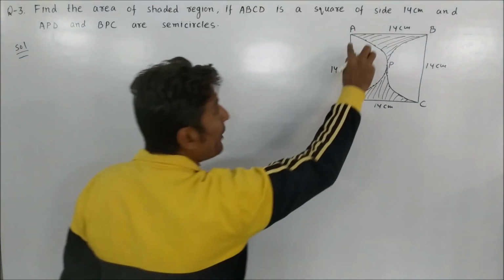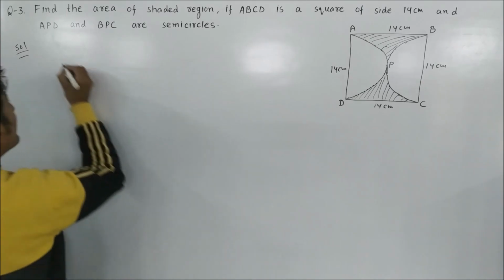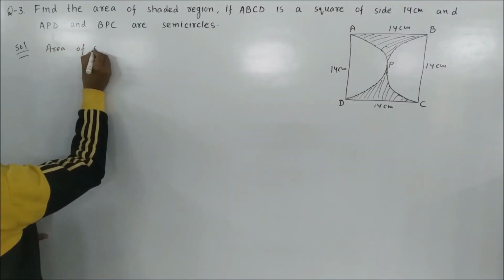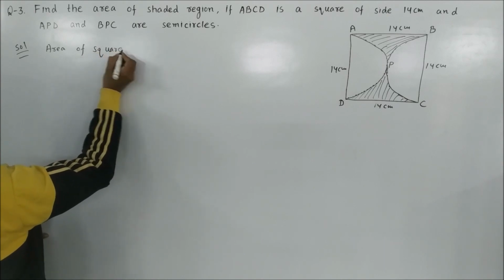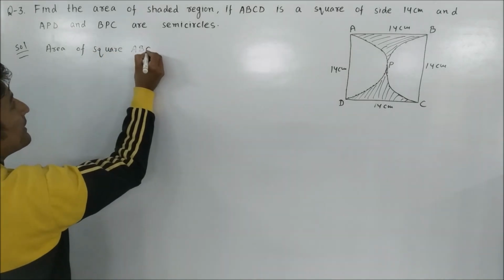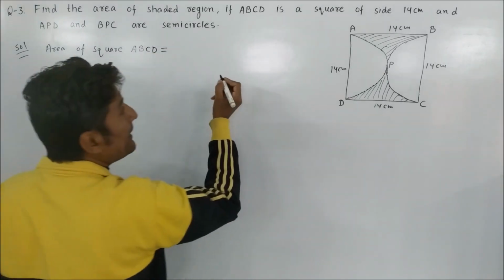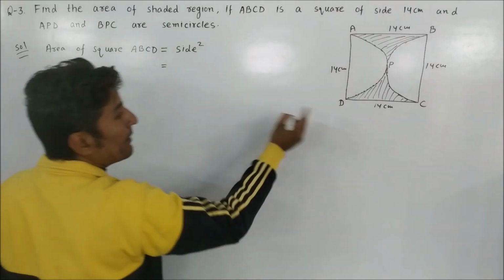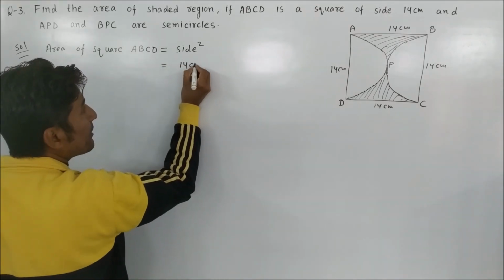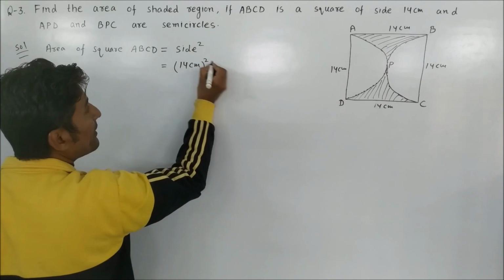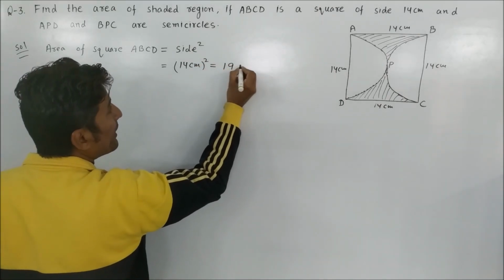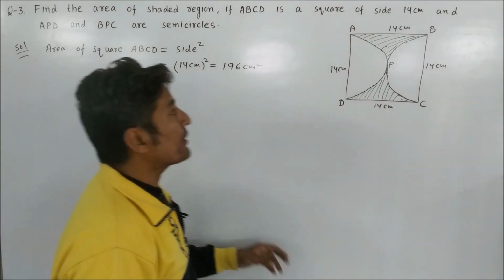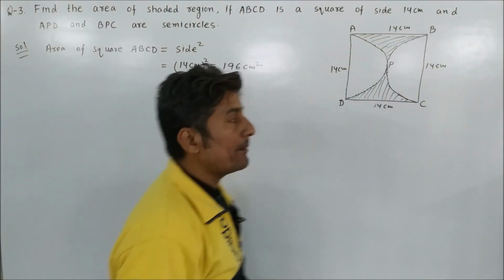First of all, we are going to find the area of square ABCD. So here we can write area of square ABCD will be equals to side square. As we know, the area of square is equals to side square. Measurement of side is given 14 centimeters. So here we can write 14 centimeter whole square, or we can say 196 centimeter square. After finding the area of square, now we will find the area of both the semicircles.